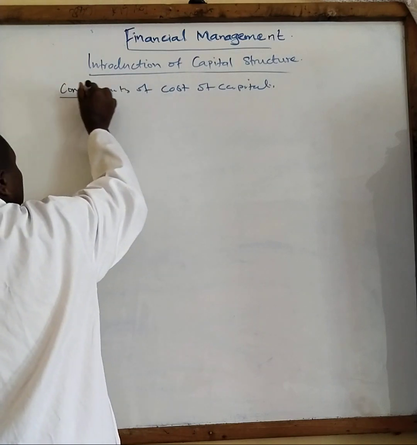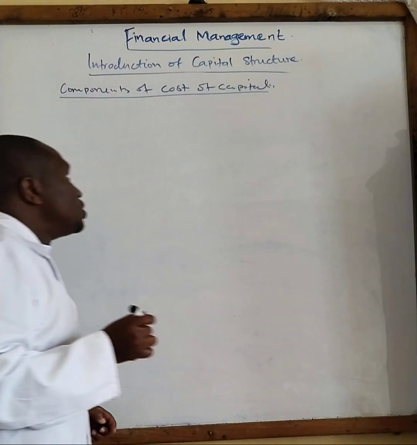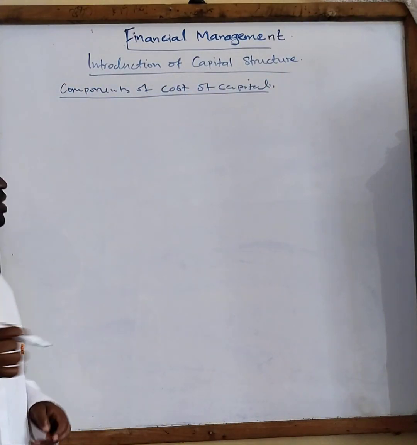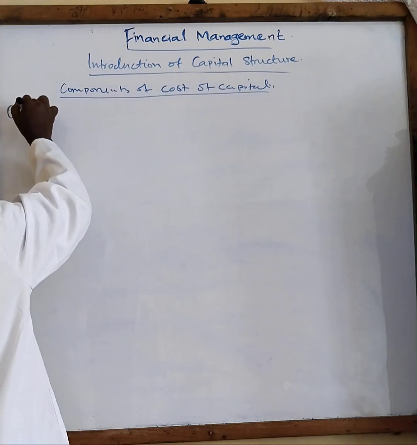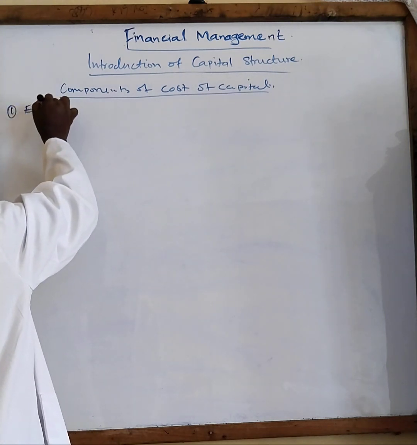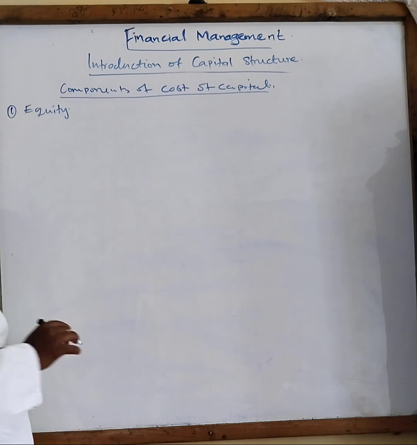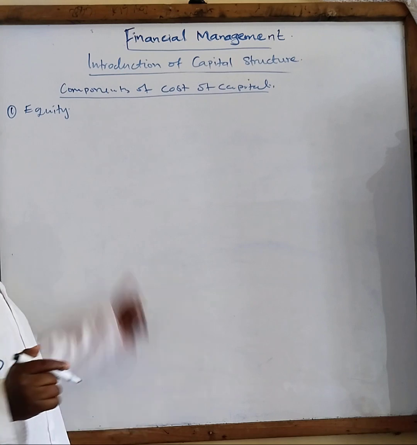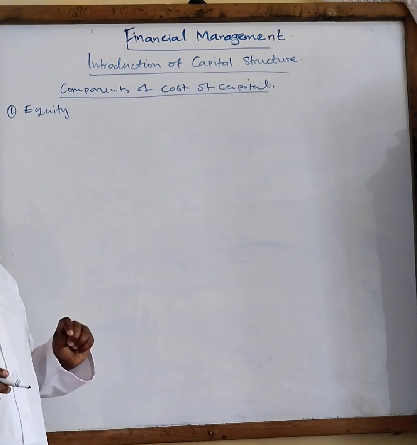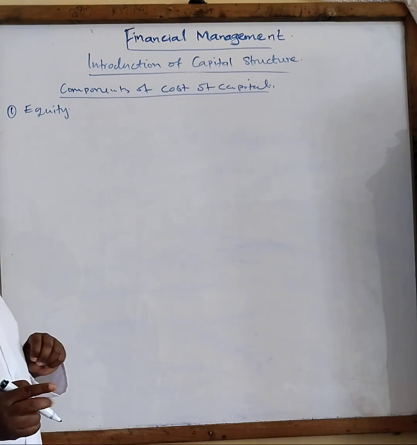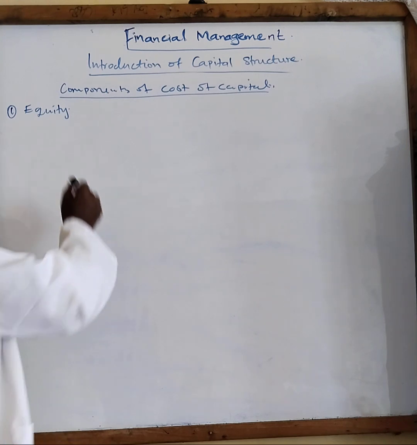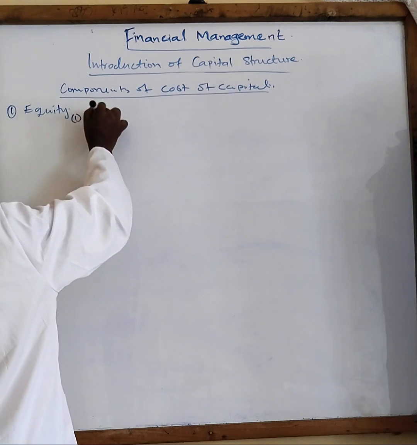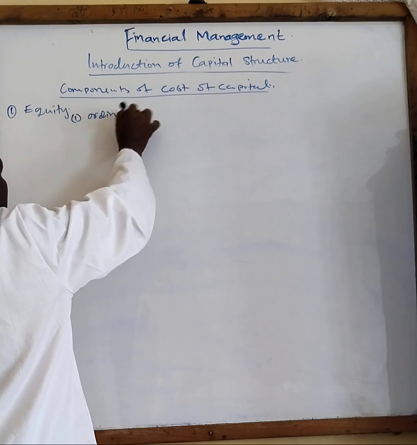Now, what are the examples of cost of capital? Example number 1, equity. Example number 2, debt. So there are two types of cost of capital. Now, when we talk about equity, we are going to look at it in two ways. Way number 1 is what we call ordinary shares.